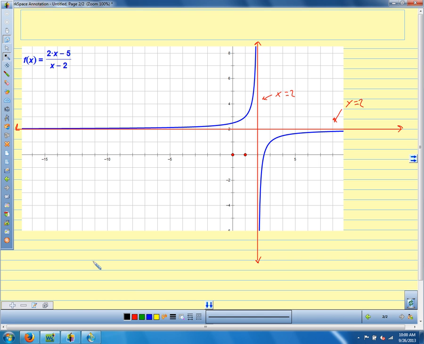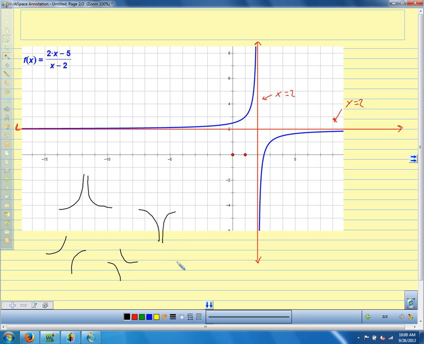Rational functions usually are going to have some combination of vertical and horizontal asymptotes. There can be multiple vertical asymptotes. There's only going to be one horizontal asymptote. So a rational function is going to have some combination. The graph can either go up on both sides, it could go down on both sides, or it's going to do some combination of up and down, or down and up.